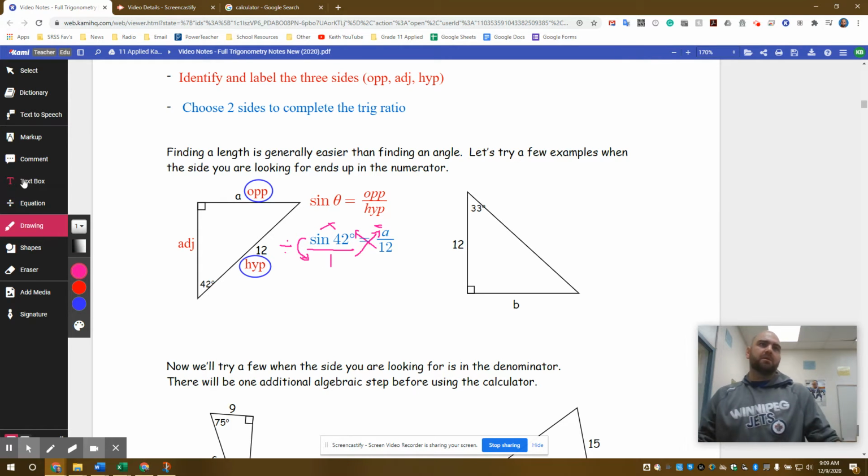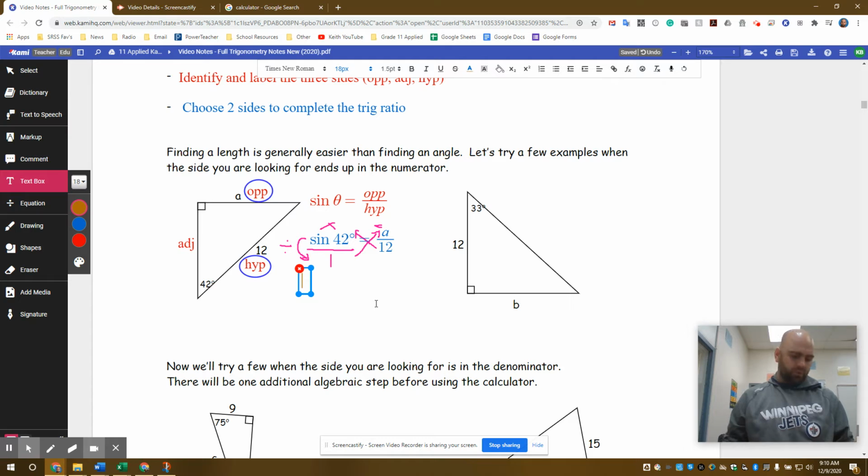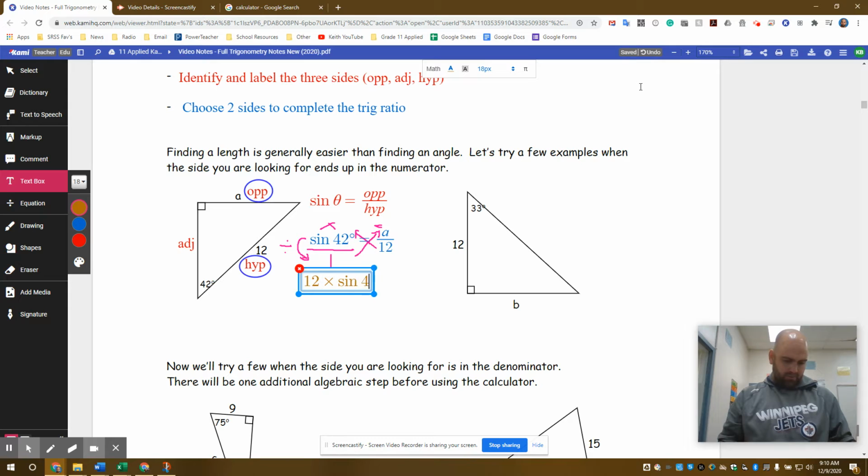So what that means is that the process that we're going to go through is we're going to do 12, oops, make this into an equation here, let's use MathType, times sine of 42 degrees. And we're going to divide by 1, which doesn't really matter because it doesn't actually change it. But this is going to give us our answer. And so we're going to just follow this process right here.